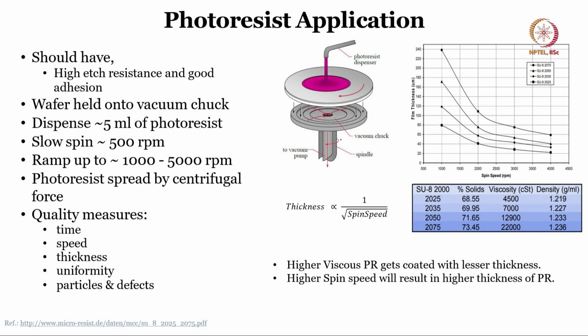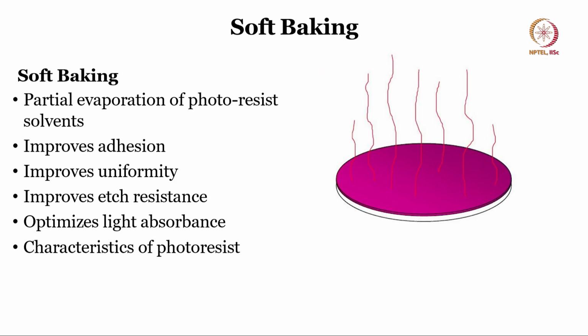As you can see how thickness versus spin speed is related: if you increase the spin speed, the thickness will decrease. If you decrease the spin speed, the thickness will increase. If you increase the time of rotation, the thickness will decrease. If you decrease the time of rotation, the thickness will increase, right. In another way, thickness is inversely proportional to the square root of spin speed. Then we can also understand that there are different kinds of photoresist, viscous, less viscous, high viscous, and so on. So, it depends on what kind of photoresist you use.